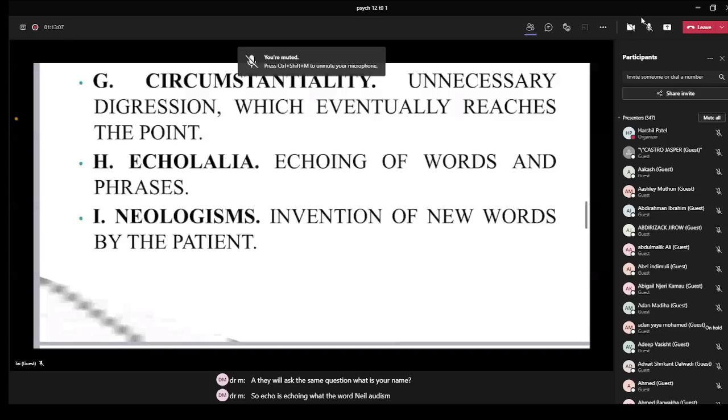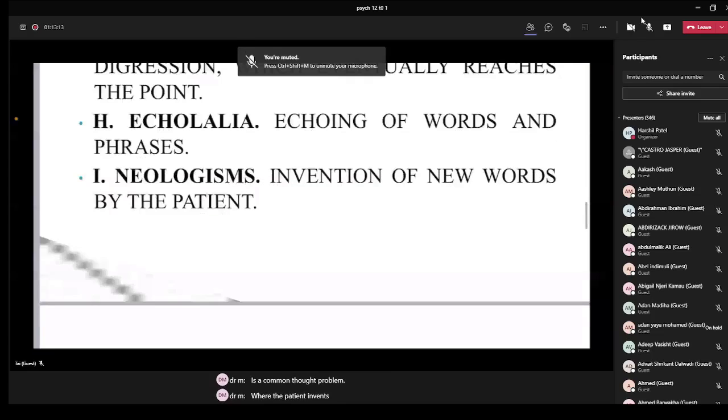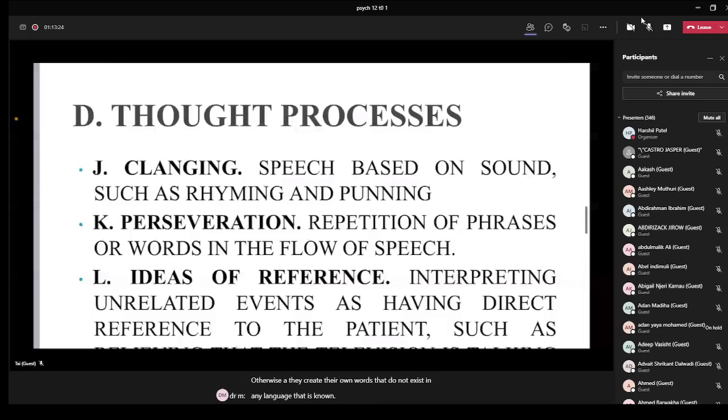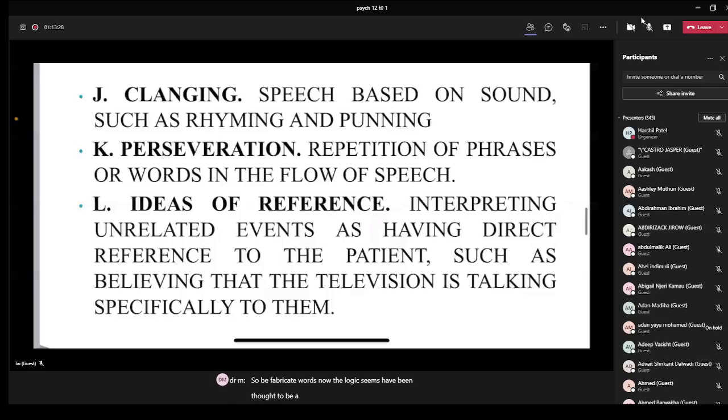Neologisms is a common thought problem where the patient invents new words. In other words, they create their own words that do not exist in any language that is known. So they fabricate words.